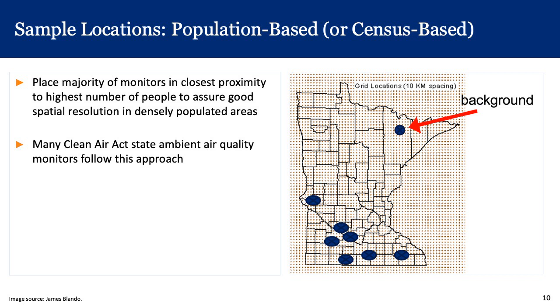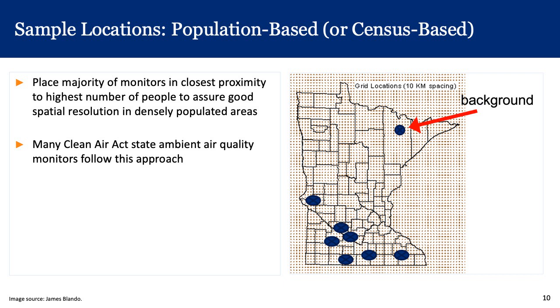Now, the limitation of that approach is I might not know what the exposures are to people that live in rural areas. So I might not have a good assessment of what those exposures may be. But again, this can be utilized when my overall goal is to protect the largest number of people I can with the limited resources that I have. So this is oftentimes referred to as a population or census-based type of sampling location selection.